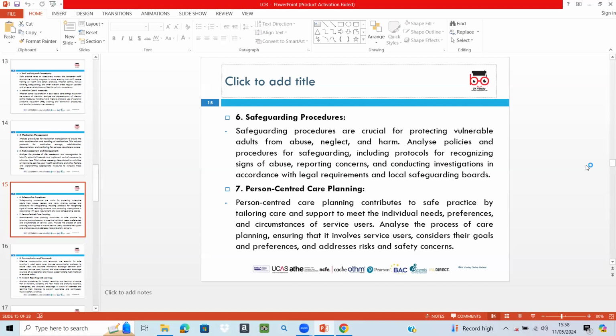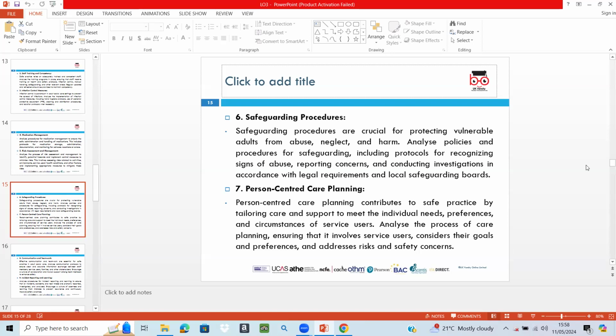If we discuss safeguarding procedures, evaluating policies and procedures for safeguarding is crucial in ensuring the protection of vulnerable adults from abuse, neglect, and harm. Analysis of safeguarding protocols should include a review of mechanisms for recognizing signs of abuse, reporting concerns, and conducting investigations in compliance with legal requirements and guidelines set by local safeguarding boards. Thorough analysis helps establish a robust safeguarding framework that emphasizes the safety and well-being of vulnerable adults.